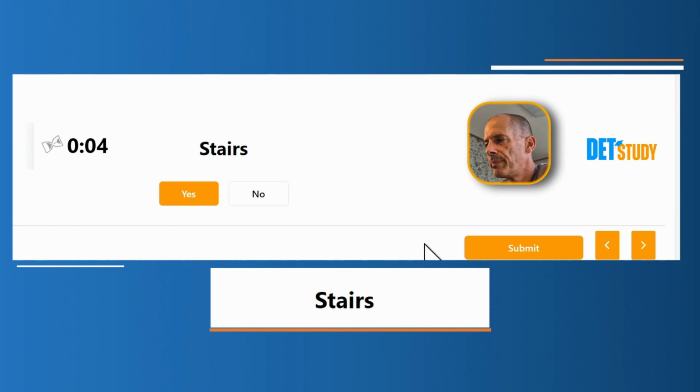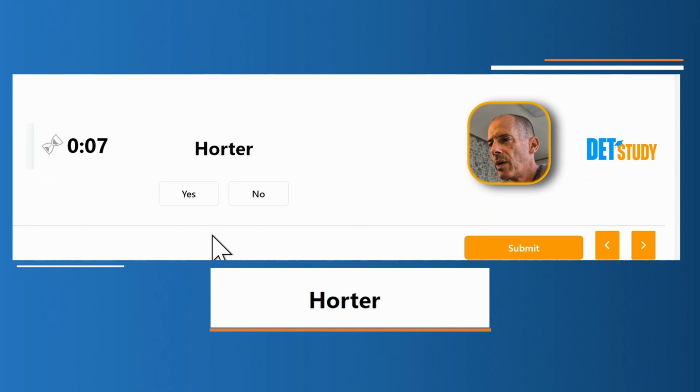So trust your instincts on this because we have to move fast. You only have the 5 seconds. You ready to do this? 100 words. Stay with me. We'll do it together. Let's go. Stairs. There's an easy one. Hoarder. Doesn't sound like a word.